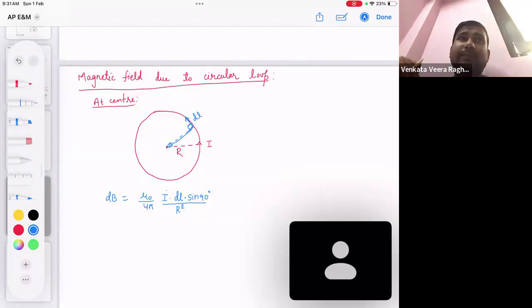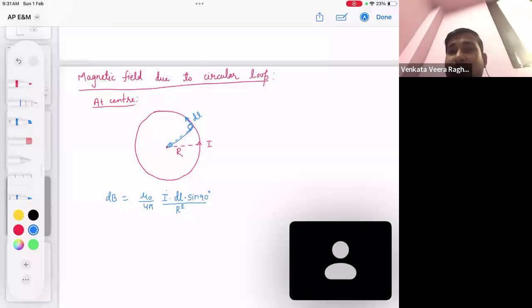Every element of the loop is making exactly a 90-degree angle, isn't it? Because dl is always along the tangent, and small r vector is always along the radius. So that's why they are always perpendicular. So that sine 90 is also not going to change. Next thing, capital R, that is also not going to change.